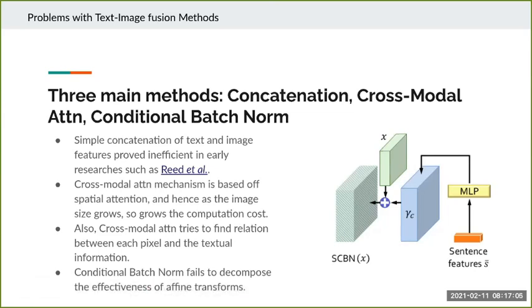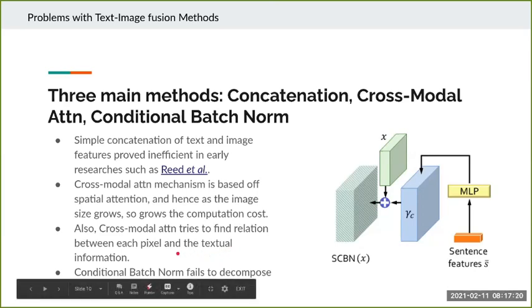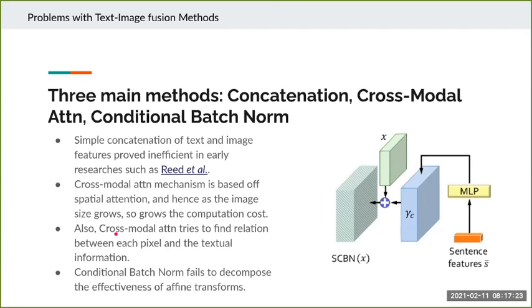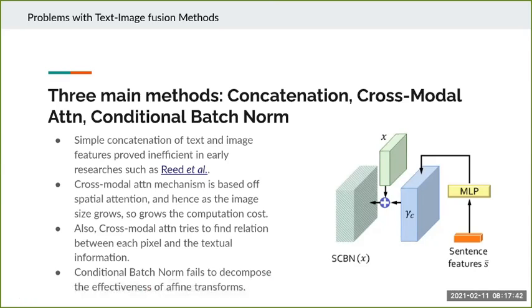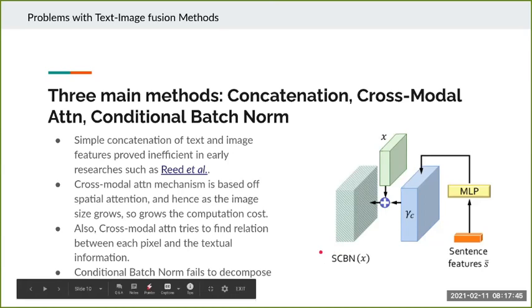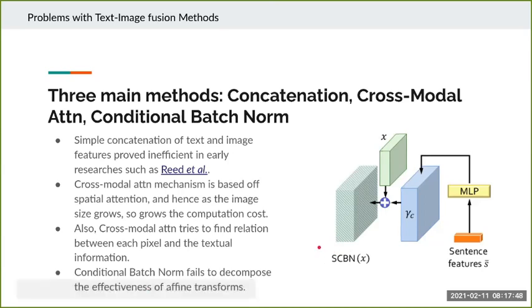So we generally don't associate that information with each pixel. Rather, it's more of a higher level information, something like there's a cat or there's a dog. Then we aren't talking about specific pixels. We are talking about a part of that image rather than just specific pixels, right? So we don't associate that information with each and every pixel, which is basically the idea of this cross-modal attention. Finally, we just saw what conditional batch norm is. The problem with conditional batch norm is that it does not decompose the affine transformations properly. We'll see this problem in detail when we talk about the new improvements that they have introduced.